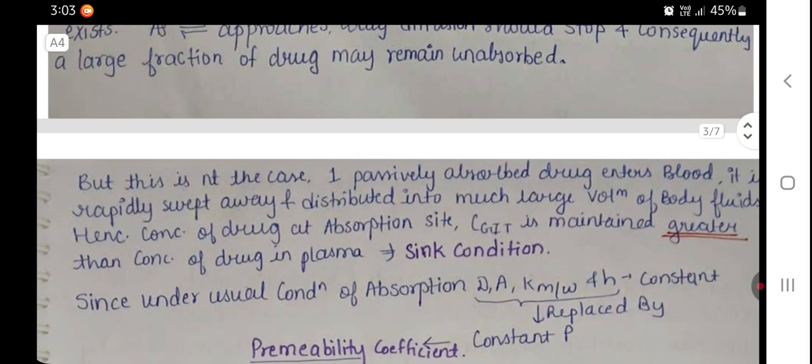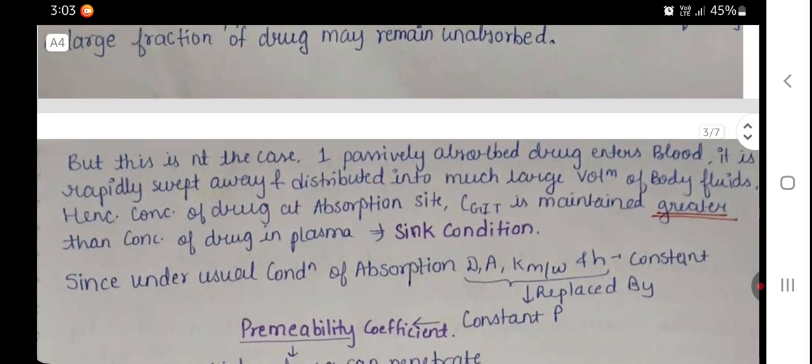Once passively absorbed, drugs will enter the blood, and it will get rapidly swept away and distributed to the large volume of the body fluids. Hence, the concentration of drug at the absorption site, that is CGIT, is maintained greater than the concentration of drug in the plasma. So this is the sink condition.